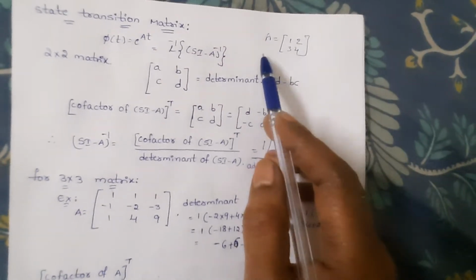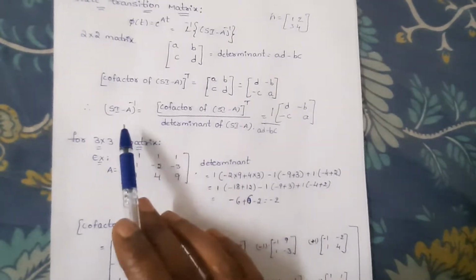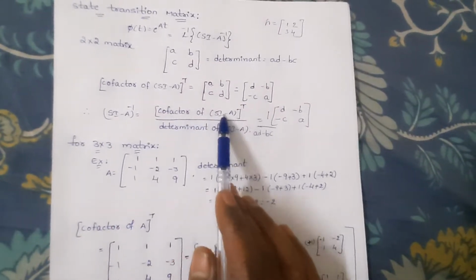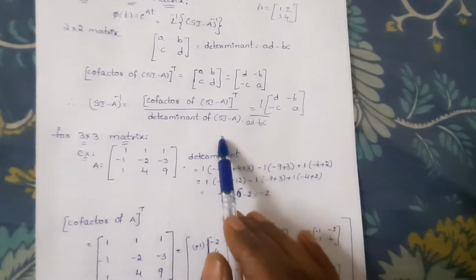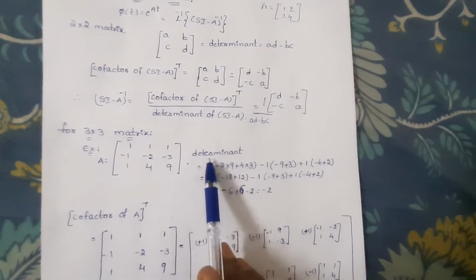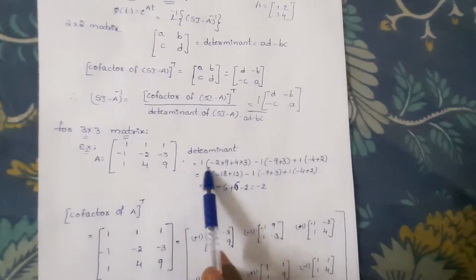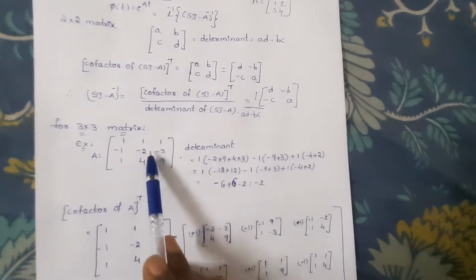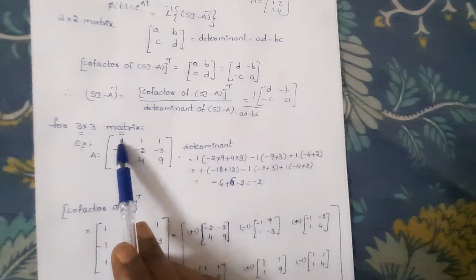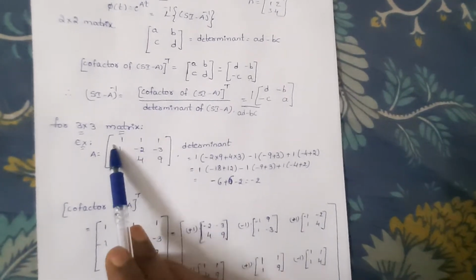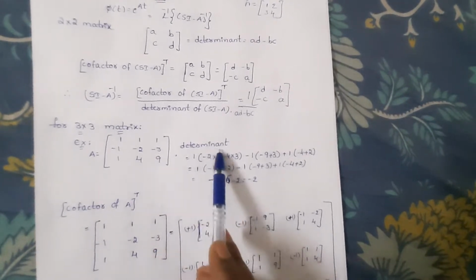But when the given A matrix is a 3 by 3 matrix, what is the formula? The formula is the same: (sI minus A) inverse is the cofactor of (sI minus A) whole transpose divided by the determinant of (sI minus A). To calculate the determinant for a 3 by 3 matrix, first write 1 here, the first value. Then consider these two, taking this value as plus, this minus and this plus. You don't consider this row and this column. Minus 2 into 9 minus of minus 3 into 4, which becomes plus.